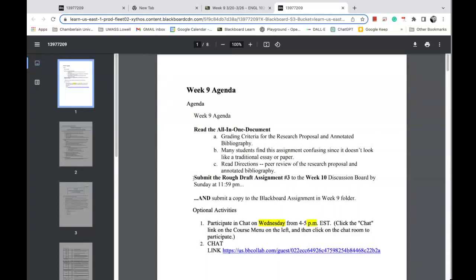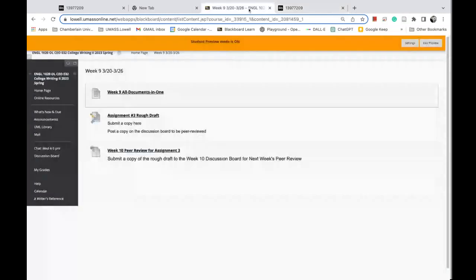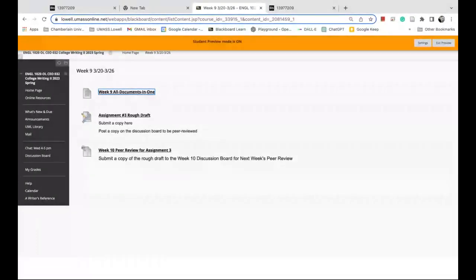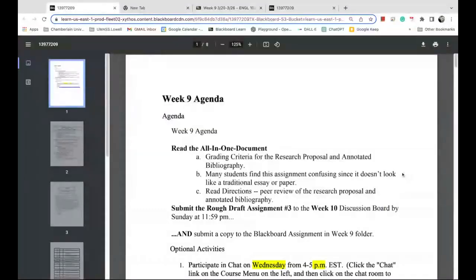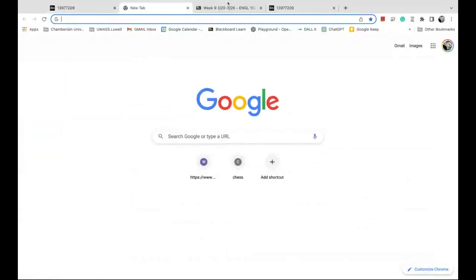So all we're doing this week is working on creating this rough draft of assignment 3, and at the end of the week you will submit it in 2 places. You will submit it to the discussion board for week 10, and also to the assignment in week 9. Let me make that clear, because we'll do the peer review next week. So we have 1 week this week, well, it's Wednesday, to do this assignment.